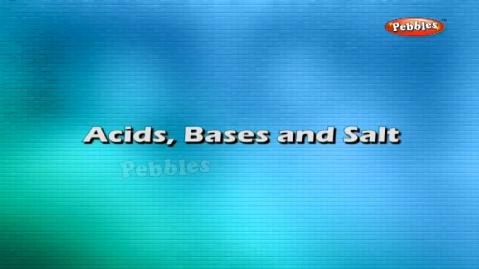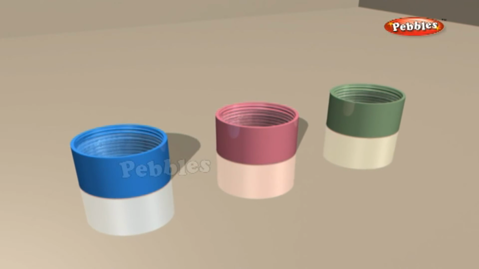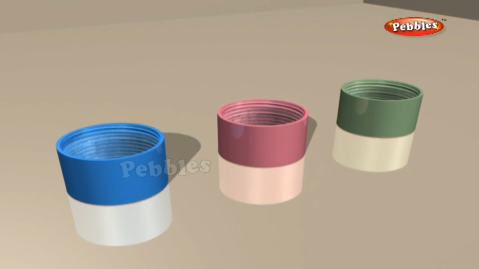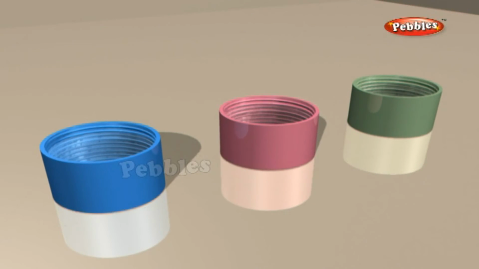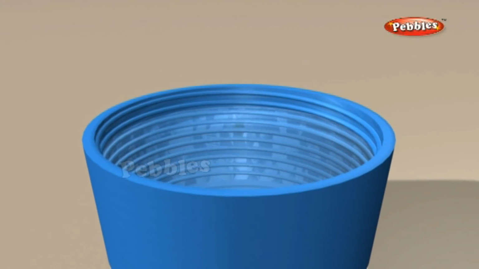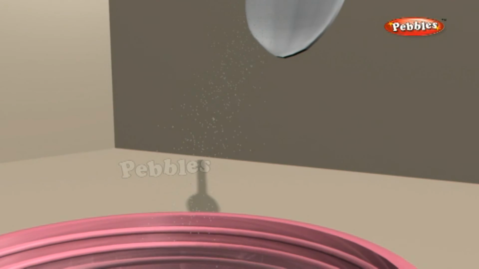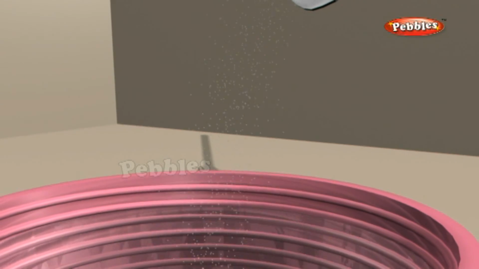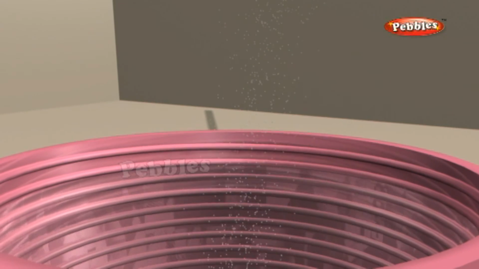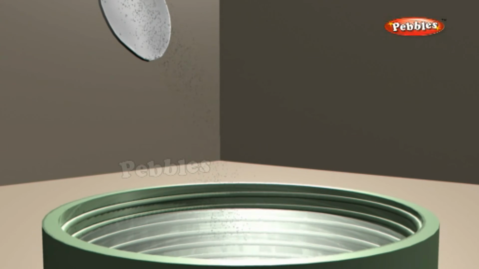Acids, bases, and salt. Acids, bases, and salt conduct electricity. Take 3 clean plastic or rubber caps of bottles. Pour about 2 teaspoonfuls of distilled water in each of them. Add a few drops of lemon juice or dilute hydrochloric acid to distilled water in one cap. Now, in the second cap containing distilled water, add a few drops of a base such as caustic soda or potassium iodide. Add a little sugar to the distilled water in the third cap and dissolve it.